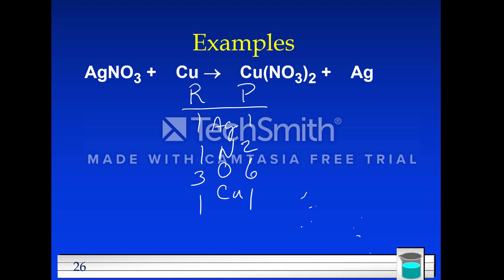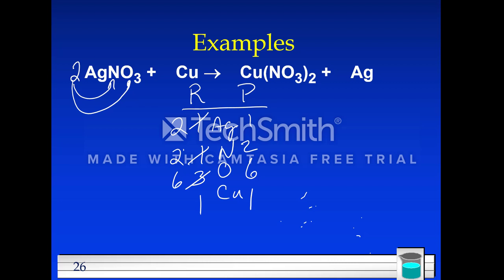So, okay. Let's do it one step at a time. So that 2 there changes my N to 2 and my O to 6 like I want, but it messes up the Ag that was already fixed up. Get used to that. Fixing one often messes up another. Okay? Everybody see where I got the 2 N's and 6 O's? I distribute that to all the numbers, multiply.